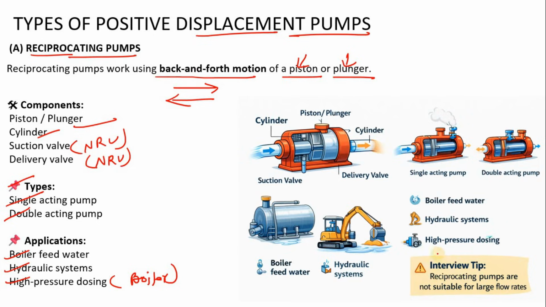Now one of the most important points: reciprocating pumps are not suitable for large flow rates. Let me know in the comments box what is the reason behind it, why it is not used for large flow rates. I have just told you about the positive displacement pump.